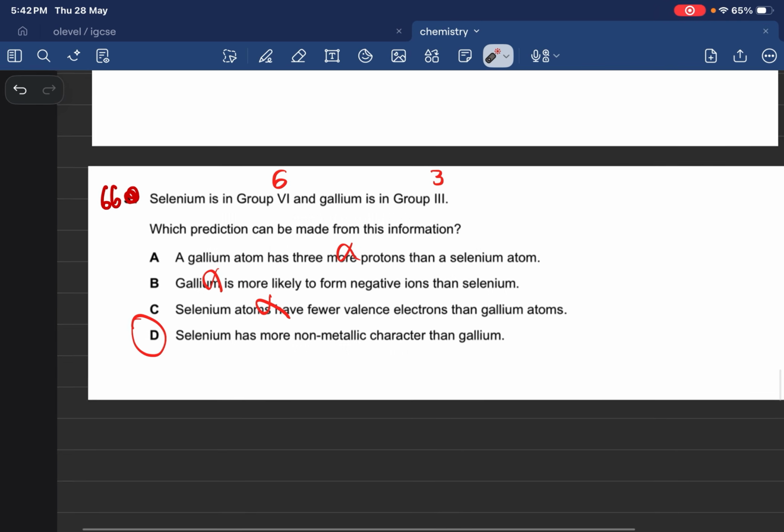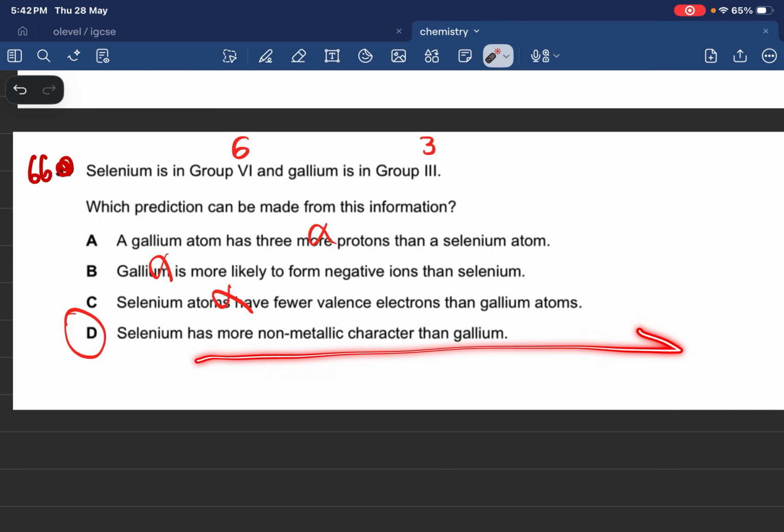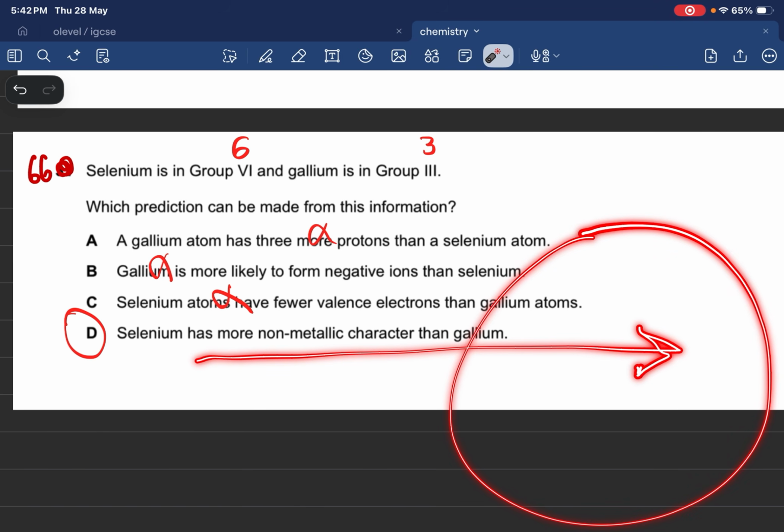Selenium has more metallic character. As you move across the period, your non-metallic character increases and your metallic character decreases. So the elements on this side, the right of the periodic table, are more non-metallic.